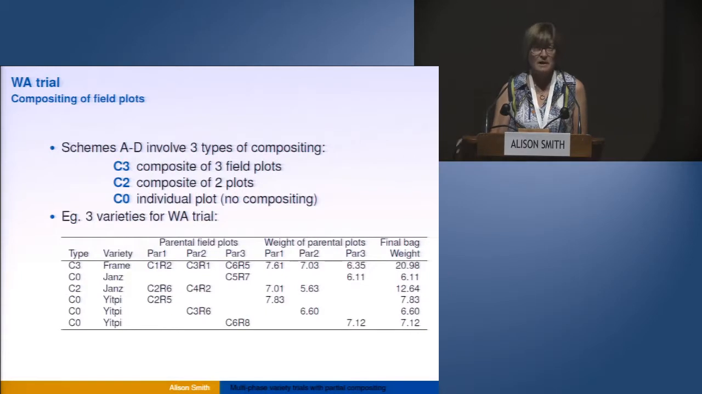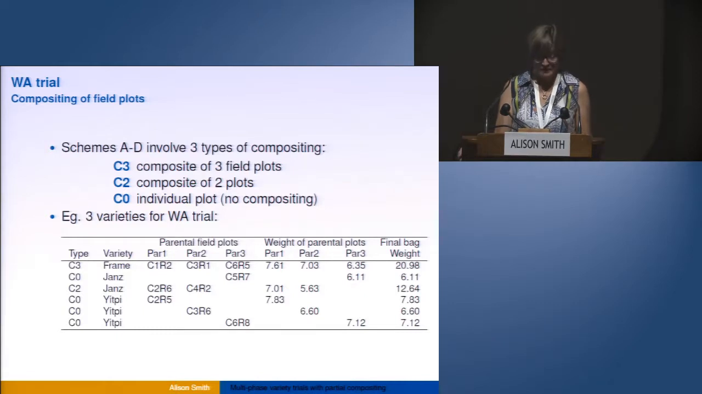So just what am I talking about with these strategies? Well, the strategies that we had up there involved 3 different types of compositing. I've got what I've called a C3 composite sample, which is a composite of all 3 field plots. A C2 is a composite of 2 plots, and a C0 is a composite of 1. It's an individual plot. We're not mixing it with any other plots.